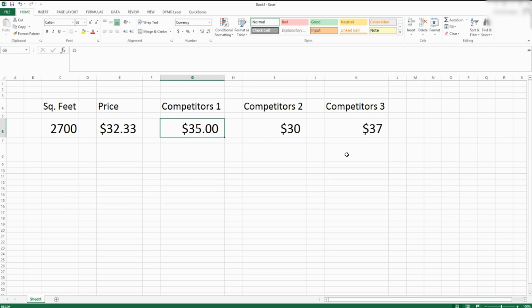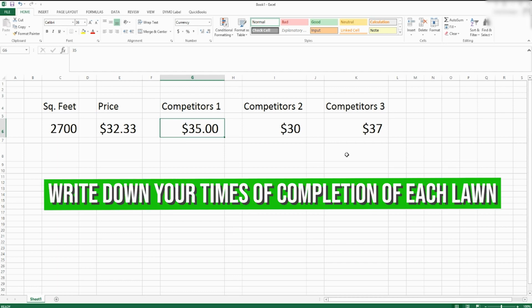I digress, but make sure that you are writing down your times for each and every lawn. So if you go to lawn number 1, let's say you started at 8 o'clock, and let's say you're a solo operator, right? It's just you. You start lawn number 1 at 8 o'clock. You pull up. You start mowing, edging, weed eating, blowing. You finish, and it's 8:55. Write that down on your production sheet. I started at 8. I finished at 8:55.